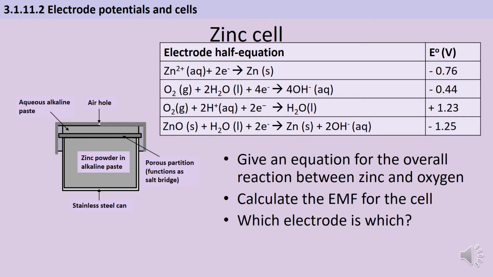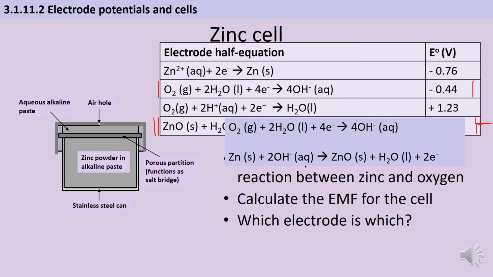So to make my overall equation, I'm going to be using the second half equation and also the fourth half equation. Actually, even before I look at the potentials, I know from this question that it's going to be zinc reacting with oxygen. So I know that it's going to be this fourth equation here that I need to flip over. But if I hadn't picked that up, I know that it's always the more negative equation which is reversed. And obviously negative 1.25 is more negative than negative 0.44. So it's this fourth half equation that is going to be flipped over.